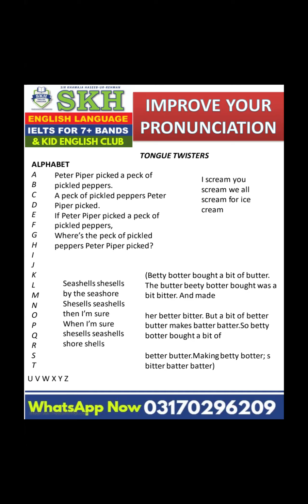Betty Butter bought a bit of butter. The butter Betty Butter bought was a bit bitter and made her batter bitter, but a bit of better butter makes batter better. So Betty Butter bought a bit of butter, making batter bitter.